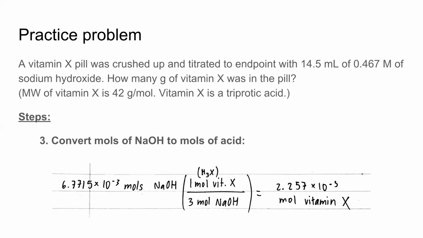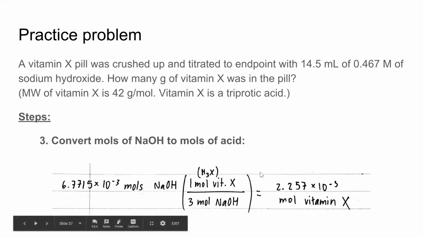So you're going to need greater amounts of base to neutralize it versus a classic monoprotic acid, like HCl, where it's really easy. You don't need to convert anything. The moles of NaOH would just equal the moles of acid. Here we have to do an extra step to figure out how many moles of NaOH we need.